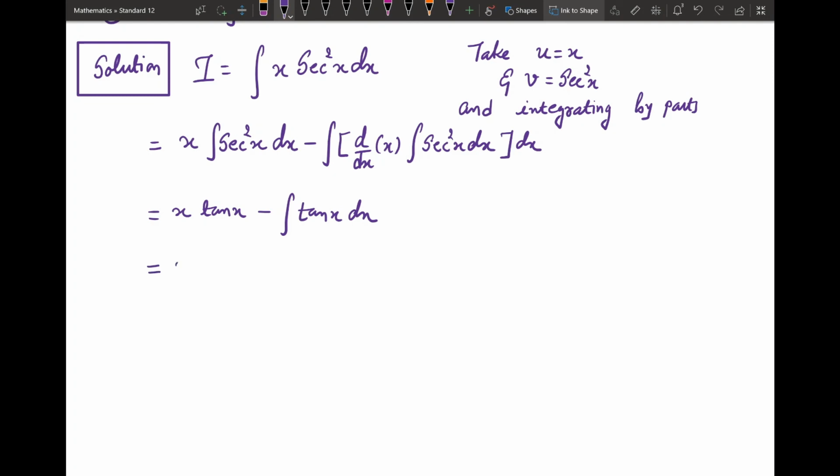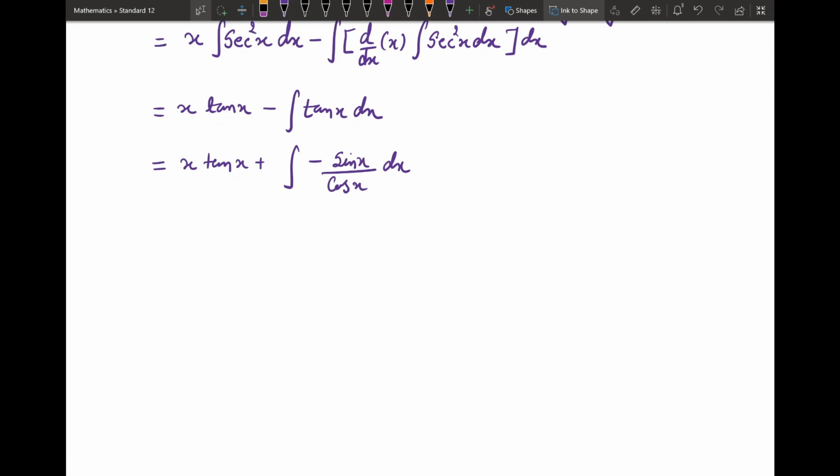So this can be written as x tan x, take minus inside, so this is minus sin x upon cos x dx. So now you know the derivative of the denominator is in the numerator, because the derivative of cos x is minus sin x. So log mod denominator, so this is x tan x plus log mod cos x plus constant of integration c.